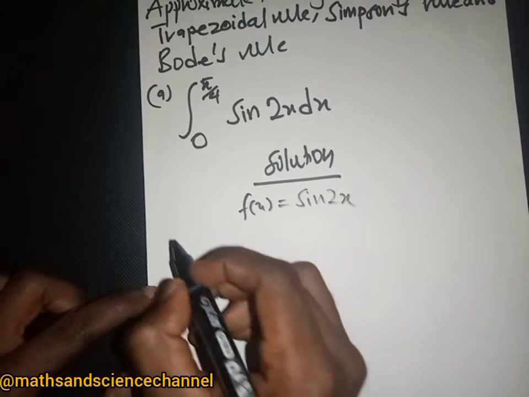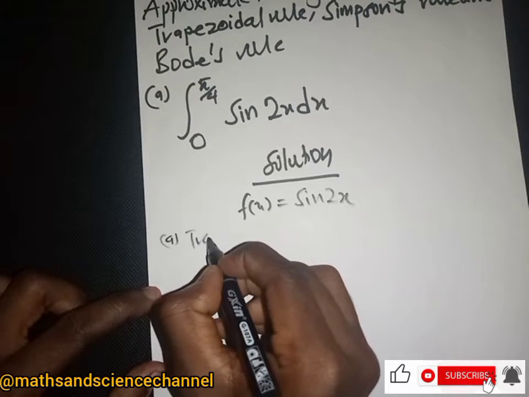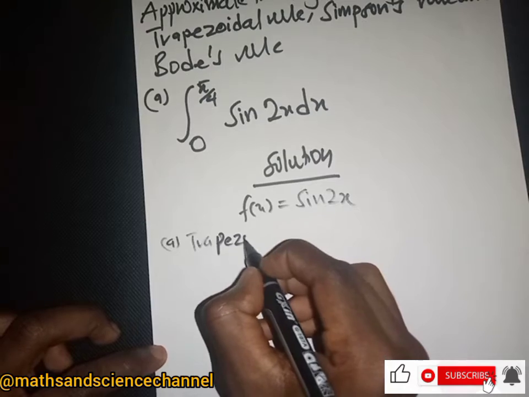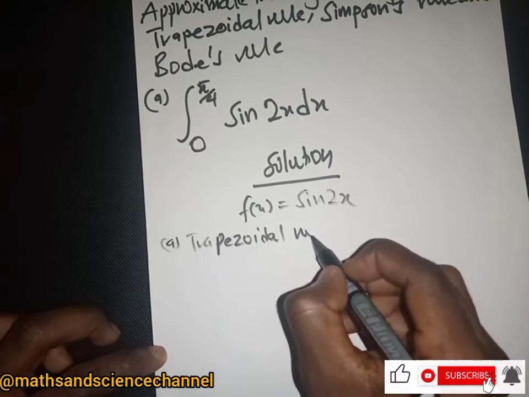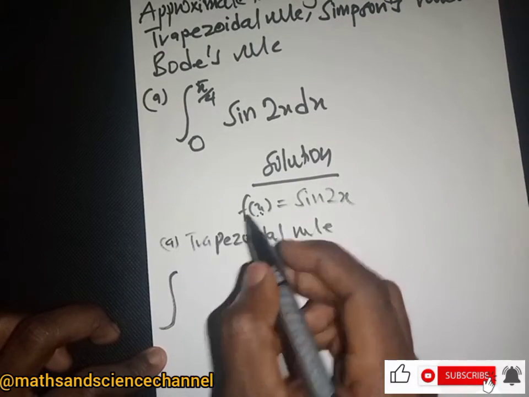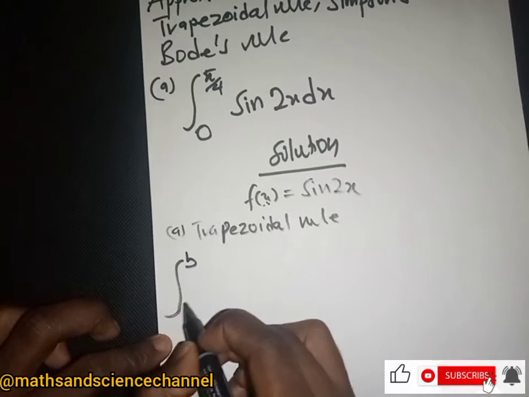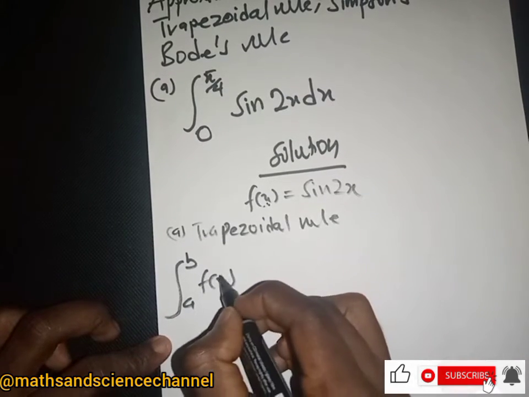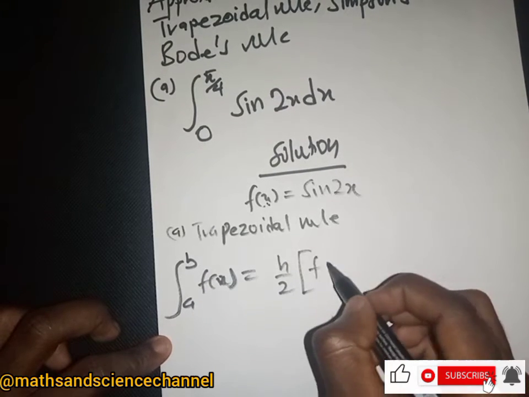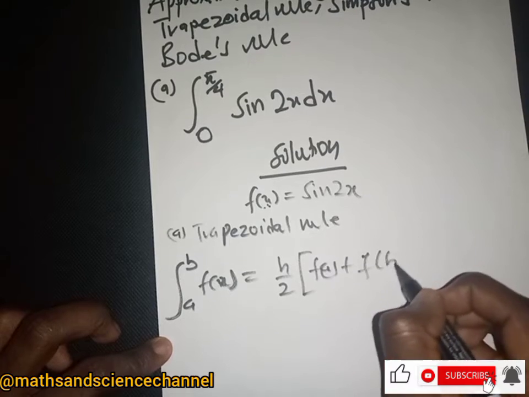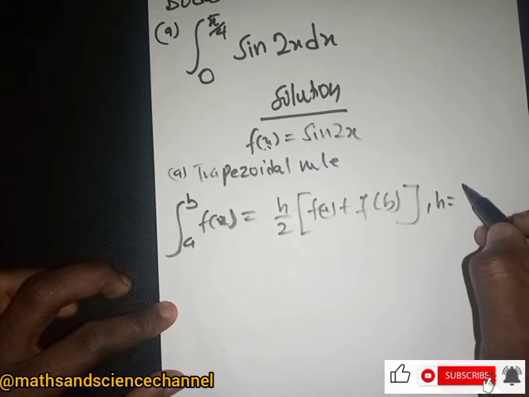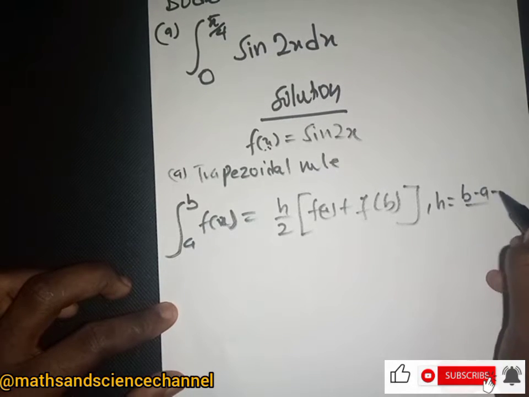So if that is the case, then from the trapezoidal rule, we can have the integral of the function, which generally is given by f of x dx being equal to h over 2 times f of a plus f of b, where h is the step size, given by b minus a.